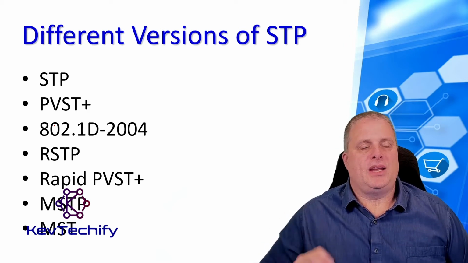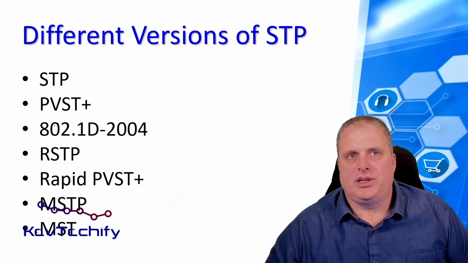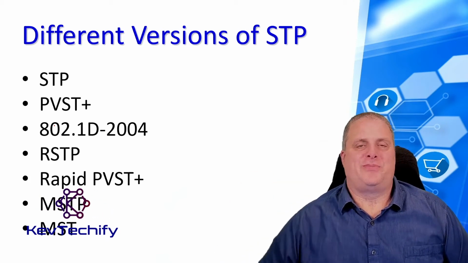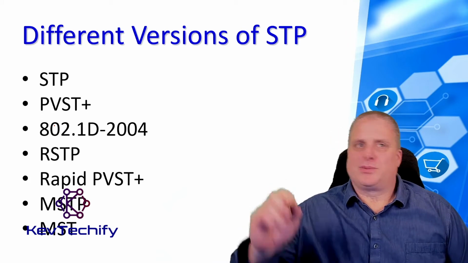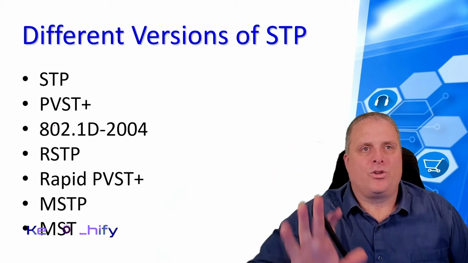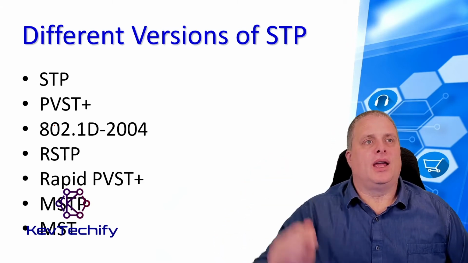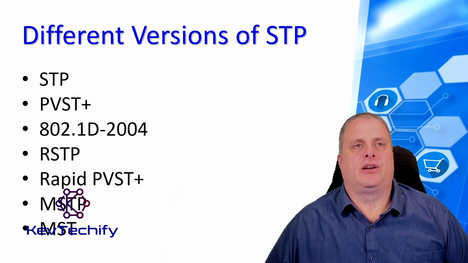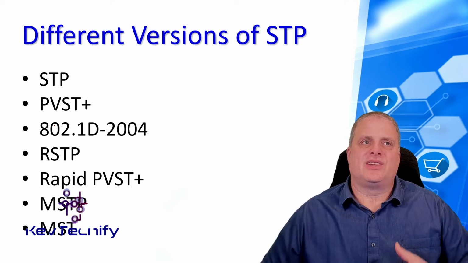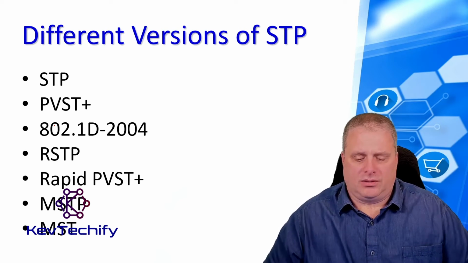We have MSTP and MST at the end. MSTP is multiple spanning tree protocol, an IEEE standard inspired by Cisco's multiple spanning tree protocol. It maps multiple VLANs into the same spanning tree instance, so you can have multiple VLANs in one spanning tree instance. And then MST is the Cisco implementation of MSTP. Once again, it's up to 16 instances. You can combine multiple VLANs in. So there's all sorts of varieties out there of spanning tree protocol.